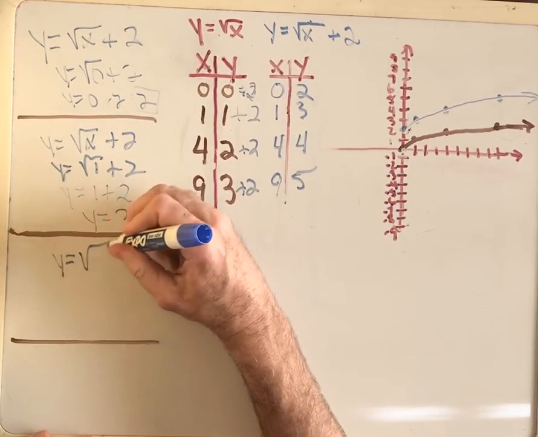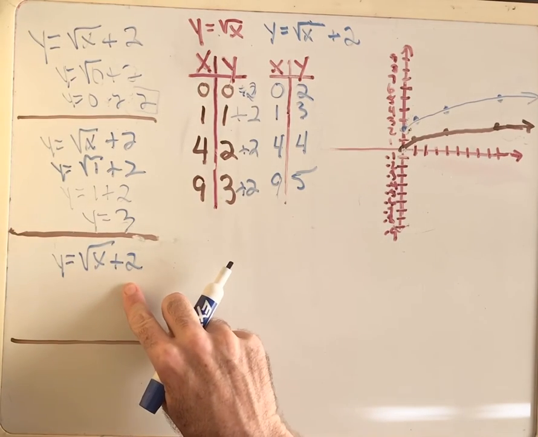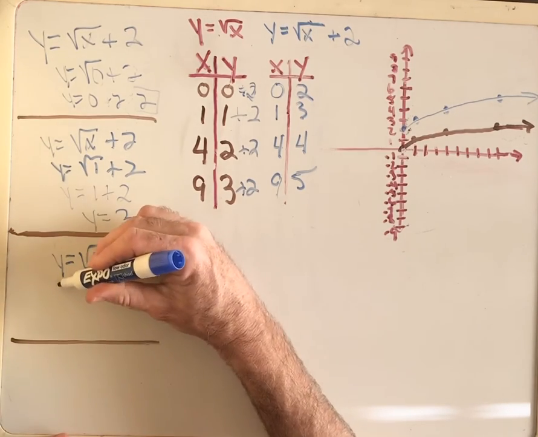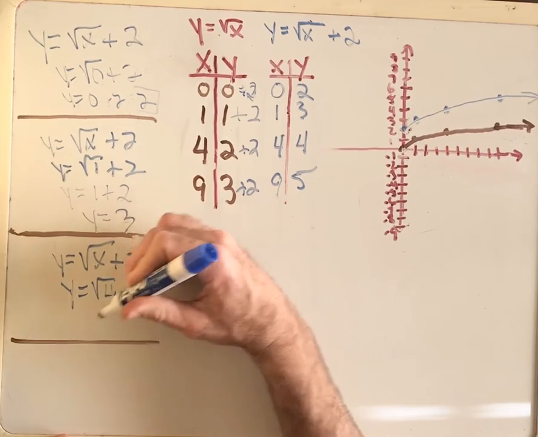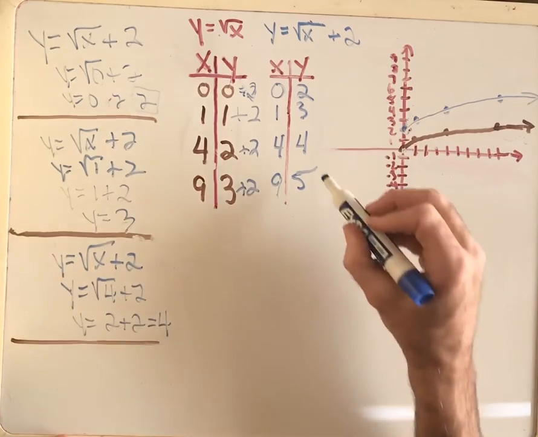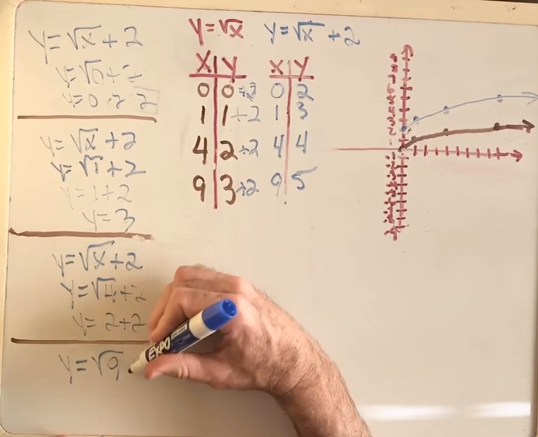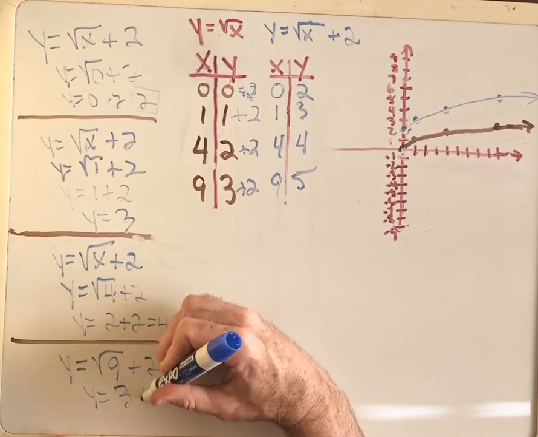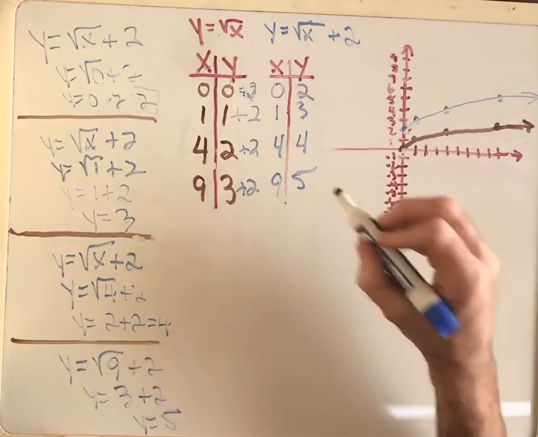Y equals the square root of x plus 2. Notice that I'm rewriting the original function every time. I want you guys to get in the habit of doing that if this is the way you do it, so you don't get confused or kind of miss something. Square root of 4 plus 2. So then y equals 2 plus 2, which equals 4. See that right there. And then y equals the square root of 9 plus 2. So square root of 9 is 3. Okay, 3 plus 2. So then y equals 5, which we got right there.